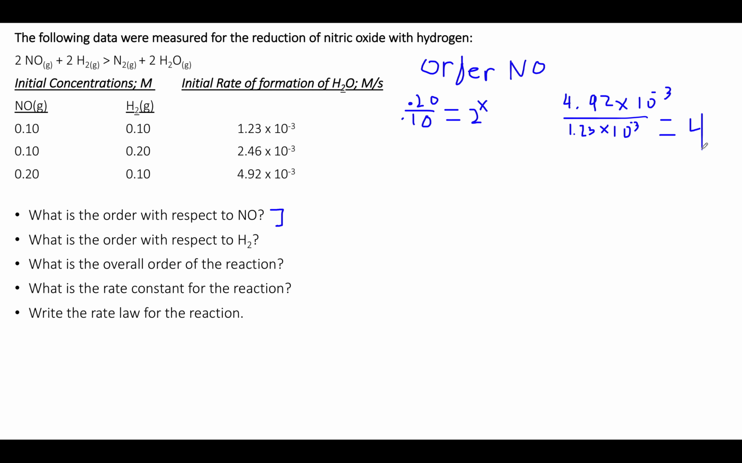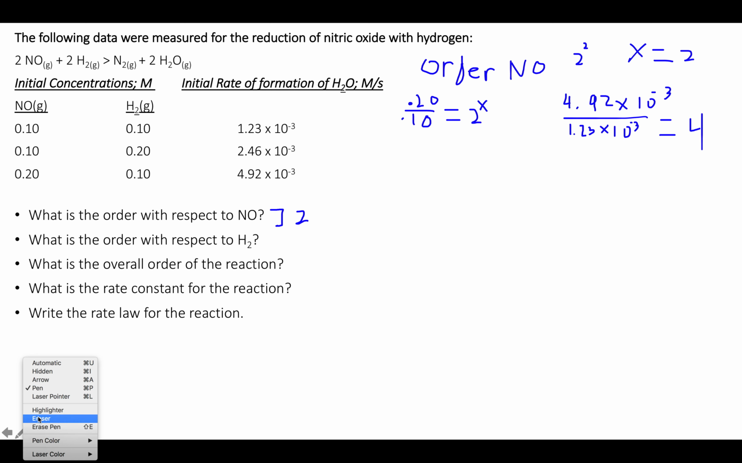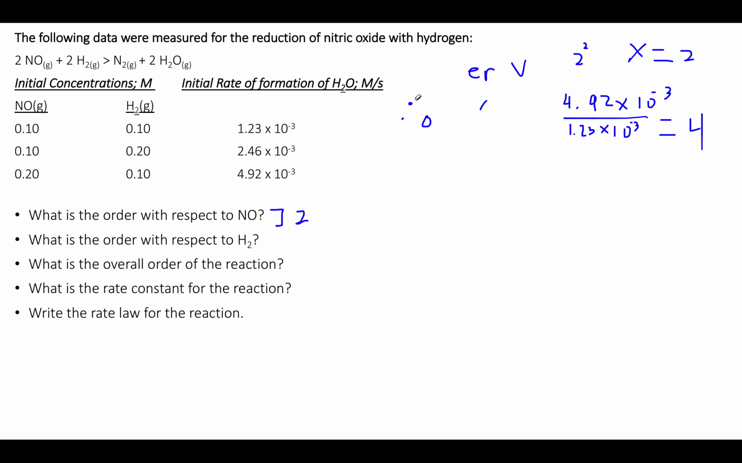Type that in here. Yes, so you get 4. So 2 to what power will give you 4? Well, 2 to the second power would give you 4, which means that the order with respect to NO is 2. So you're looking at the power, so the order with respect to NO is 2. So I'm going to write 2 here. Erase this now. So now we're going to do the same exact thing for the hydrogen gas.